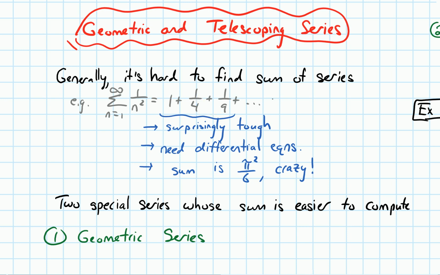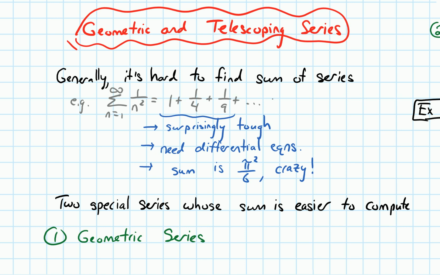Maybe the simplest way to do it is to use differential equations and something called Fourier series. And one crazy, cool fact about this is the sum is actually pi squared over 6. So somehow this sum that doesn't have any pi's in it, when you add all these numbers up, ends up being something that has a pi in it, which is really weird.